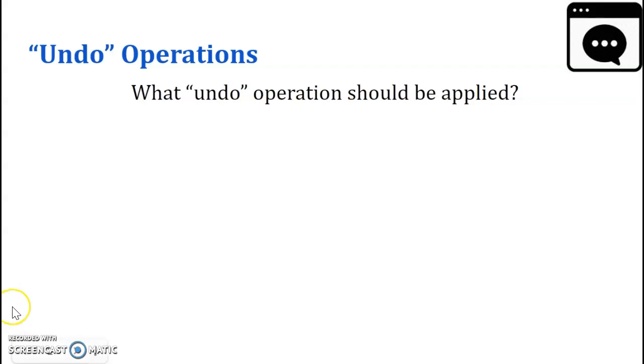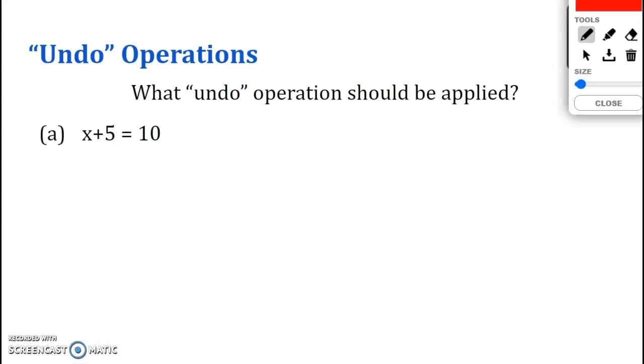Alright, so let's go back to thinking about undo operations. What undo operation should be applied if I'm trying to solve x plus 5 is equal to 10? We're looking for a value of x that will make this equation true. We want to just find x is equal to something, so I don't want this plus 5. How do I undo plus 5? By subtracting 5. So the undo operation to adding 5 to the variable x is subtract 5.